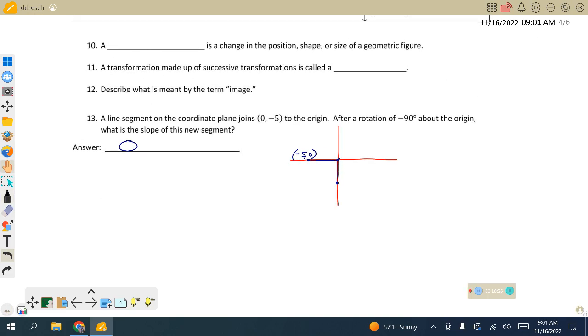Okay. So if we do more than one transformation, we call that a composition. So just a composition is all I'm looking for. In math, when we do more than one transformation, we call that a composition.